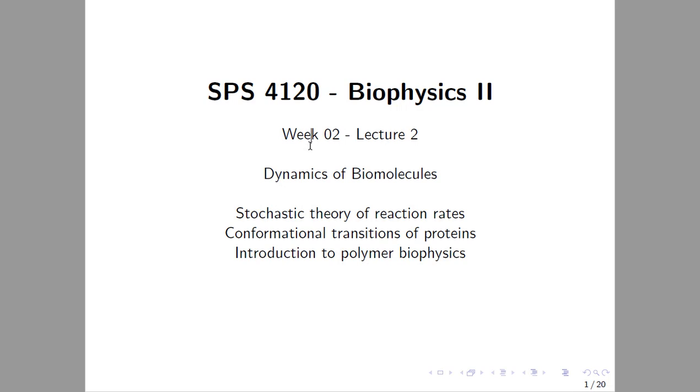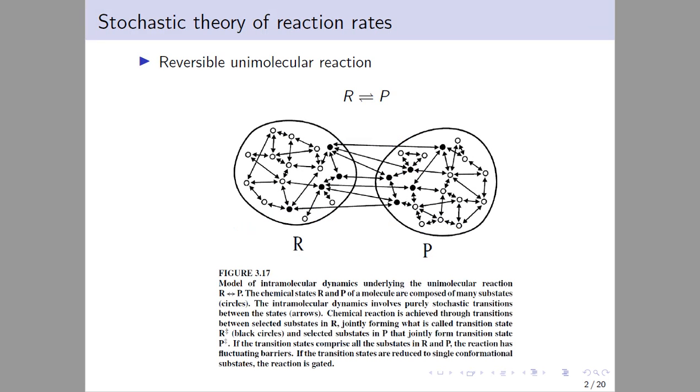So we continue with chapter number 3, Dynamics of Biomolecule. We're going to see the stochastic theory of reaction rate, not so deep, a conventional explanation of protein, and an introduction to polymer biophysics. First, the stochastic theory of reaction rate, but I believe this one is for master students. If we want to go deep into this theory, there are Langevin, Uhlenbeck, Marcus theory.